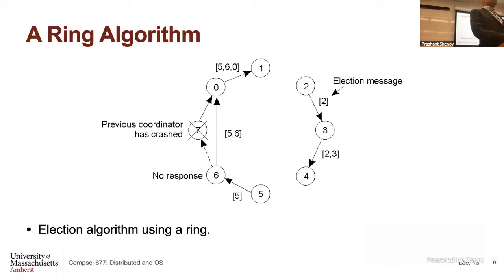Yes, the bully algorithm is recursive and you can send things in parallel. Here you are always going to do it sequentially, right? It has to circulate through the links. It's linear. Any other questions?